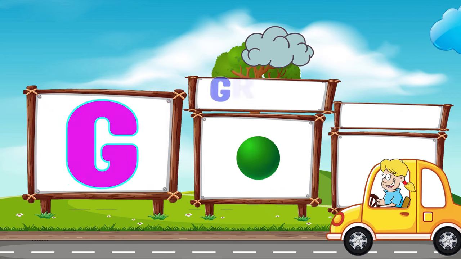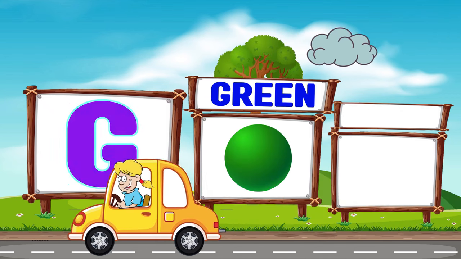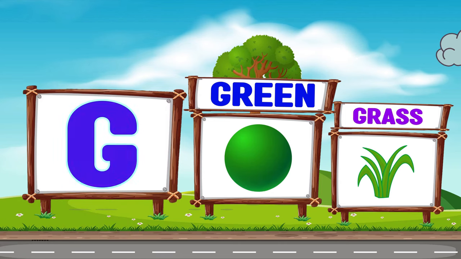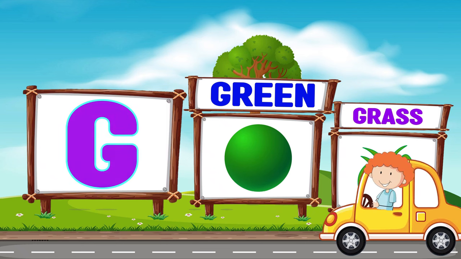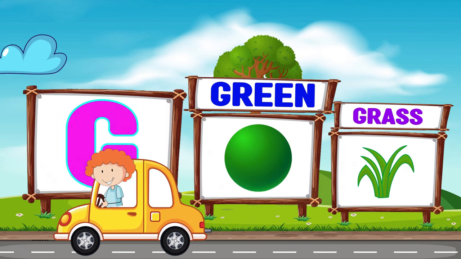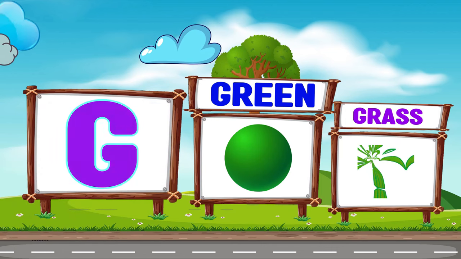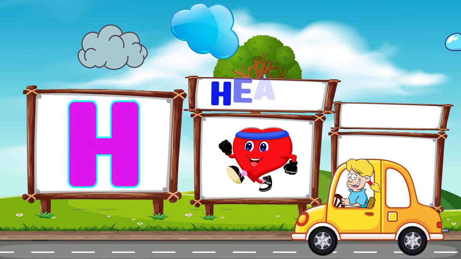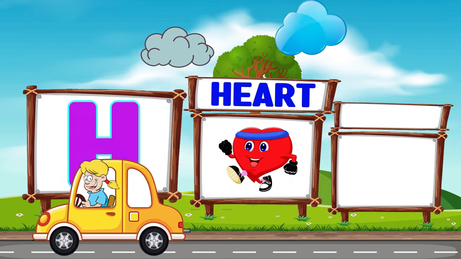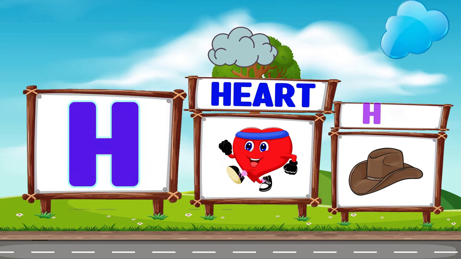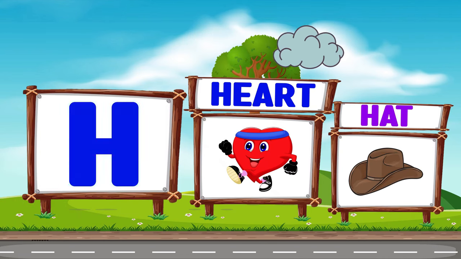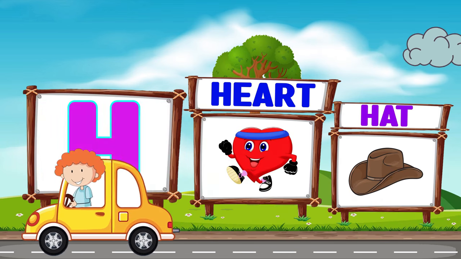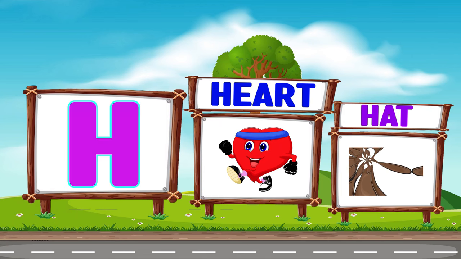G is for green. G, g, green. G is for grass. G, g, grass. H is for heart. Ha, ha, heart. H is for hat. Ha, ha, hat.